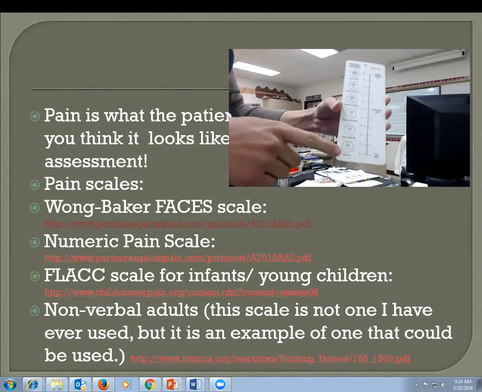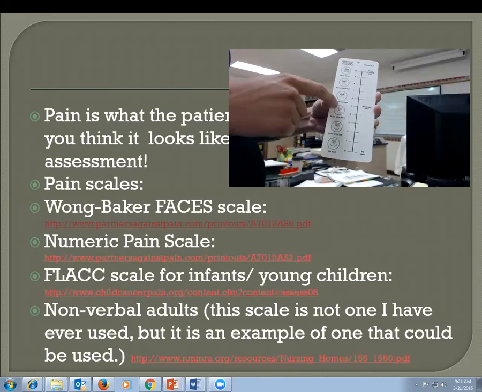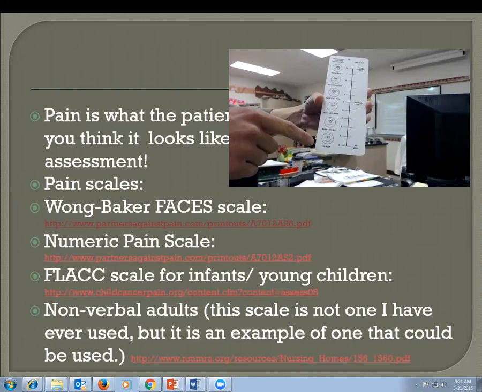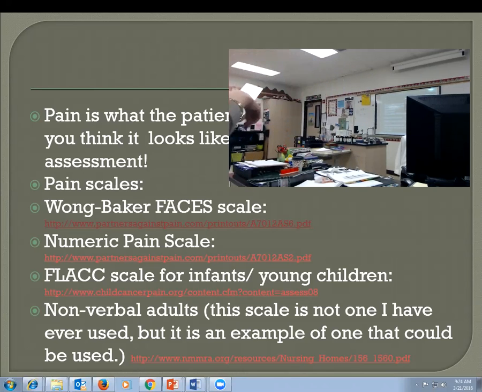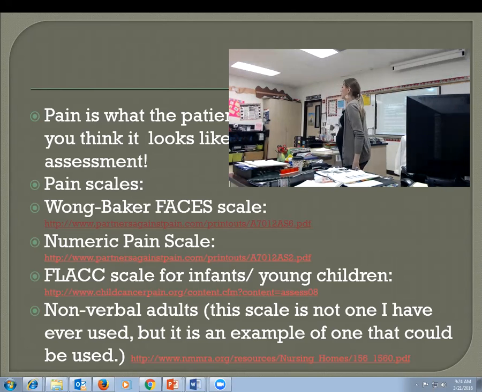Anyway, when you look at it, there are different faces over here. So doesn't hurt at all, hurts a little bit, hurts a little more, hurts even more, hurts a whole lot, and hurts the worst ever. Now, this is usually used on a kid that can't really place their pain on a number scale. So up into elementary, you could use that, or maybe if a patient is nonverbal, like an older patient who can't speak, you can have them point. And you don't just put this up to them and say, your face looks like it's about a 6. It doesn't work like that. You have to have them point.